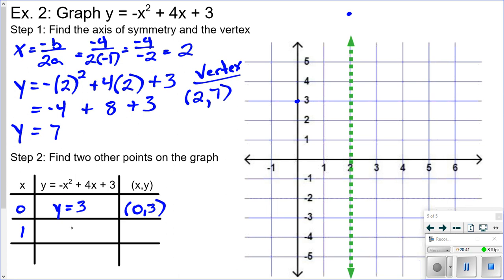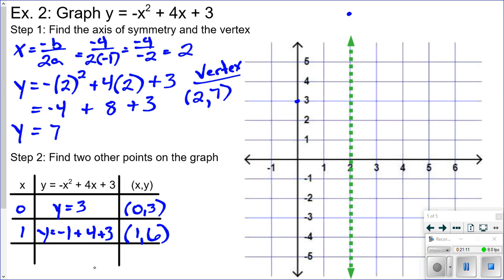All right, let's substitute in 1. And again, I should have given myself more room here. Same thing with this negative sign. Just be careful. It's not -1 times -1. It's 1 times 1, and then you make it negative. So that's going to come out to -1 plus 4 times 1 is 4 plus 3. So I have 7 plus -1, that's 6. So my next point is 1, 6.